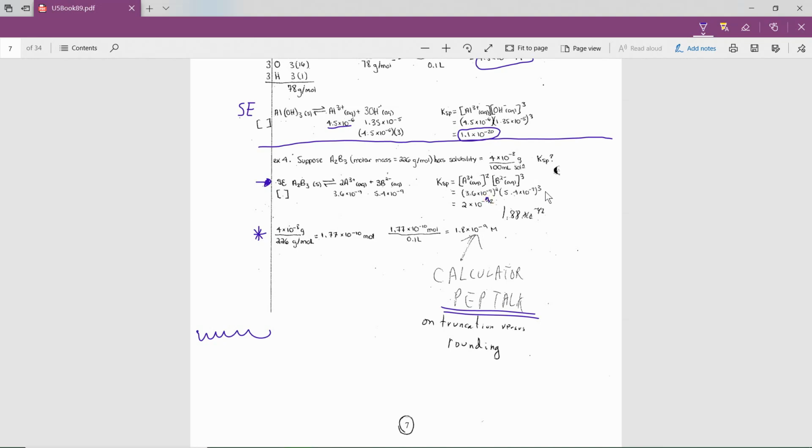18 and 27, 37, 45, but we have this other stuff here. So if you're taking more decimals, it's 1.88 by 10 to the minus 42. Okay?